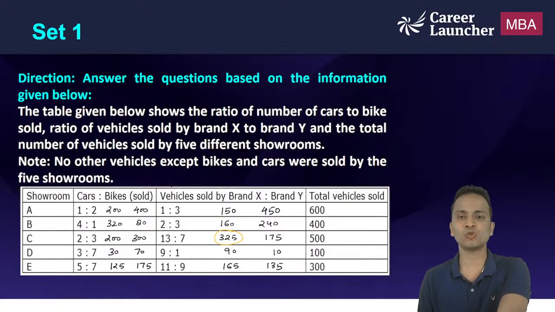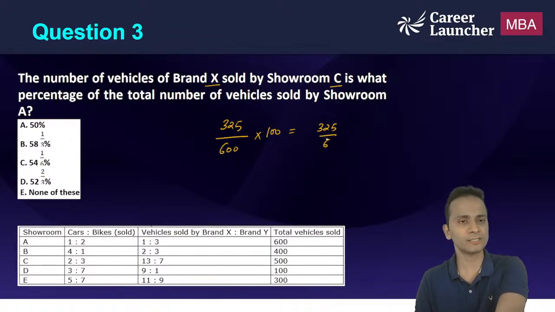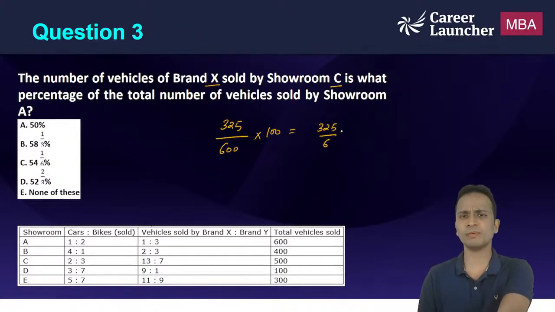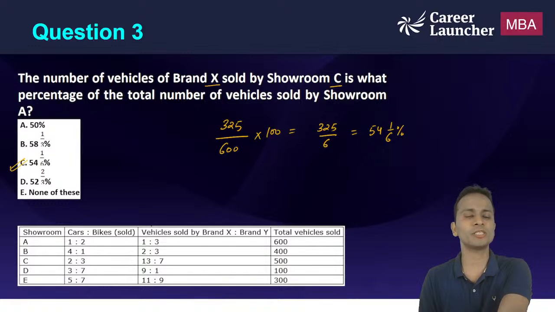Total number of vehicles sold by A is 600. So 625 upon 600 multiplied by 100. So it will be 325 upon 6. Okay. Options, all of them are given in mixed fractions. So I'll do that. 625 divided by 6, it will be 54 and 1 by 6. So 54 1 by 6, that is option C, is the correct answer of question number 3.